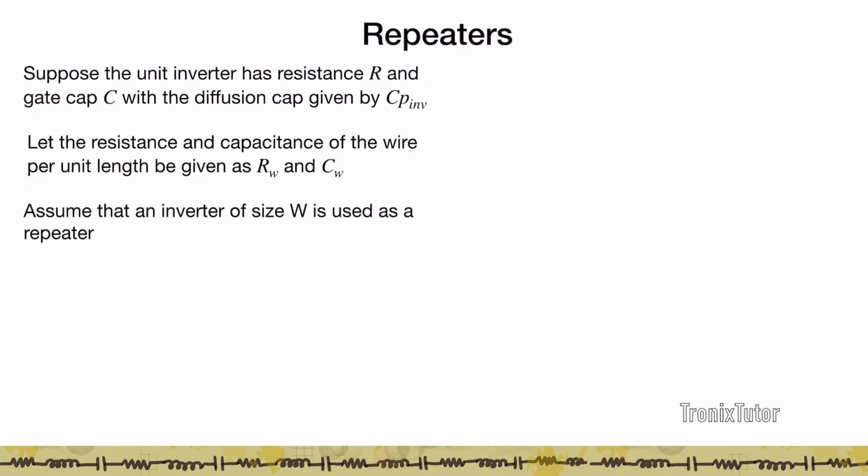So let's assume that we have a unit inverter whose resistance is R and whose gate cap is C. And if it has a parasitic delay of P inverter, then the diffusion cap is given by C times P inverter. Again, let's talk about the resistance and capacitance of the wire per unit length to be Rw and Cw, and assume that the inverter of size W is used as a repeater.